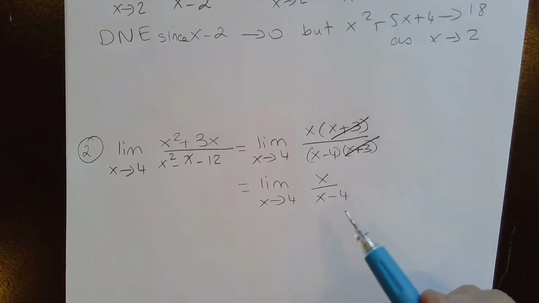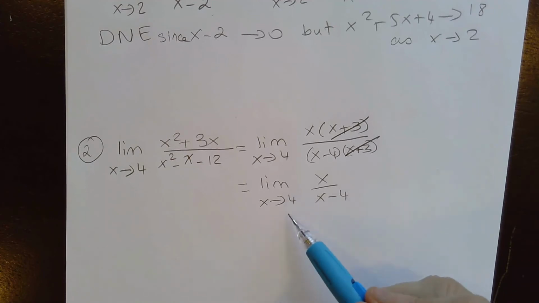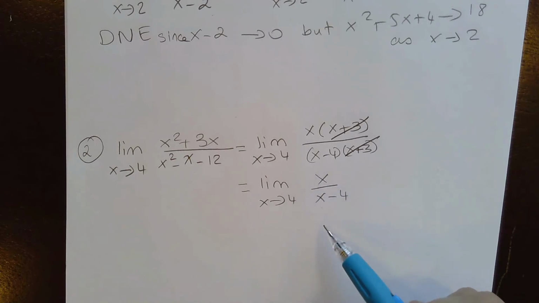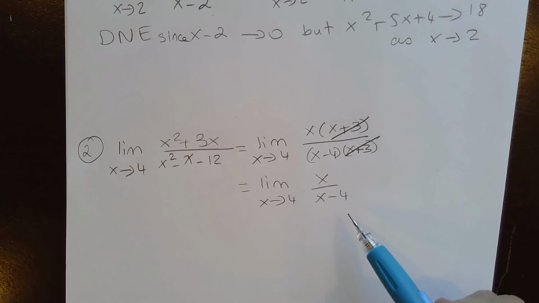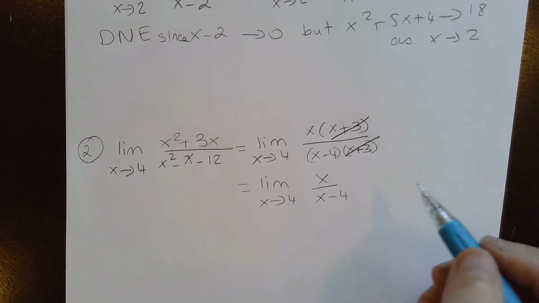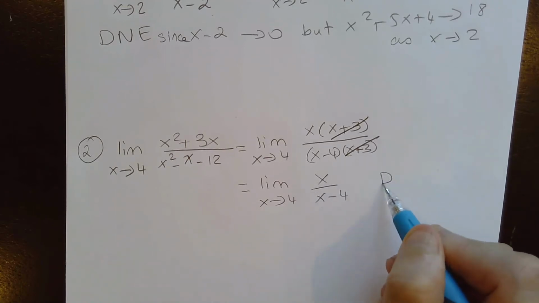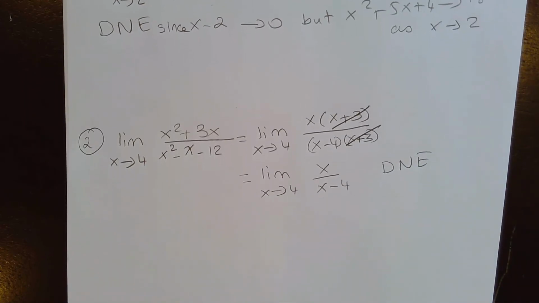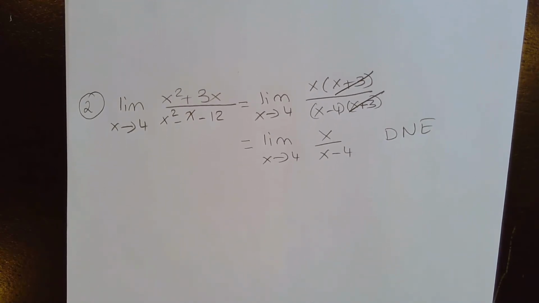Again, if you plug in 4 here, 4 is not in the domain of this function. So you cannot apply direct substitution or the quotient law. So this limit here does not exist. If you want to look at it a little more carefully, see what happens as x approaches 4 from the left and from the right. So let's take a look at it here.